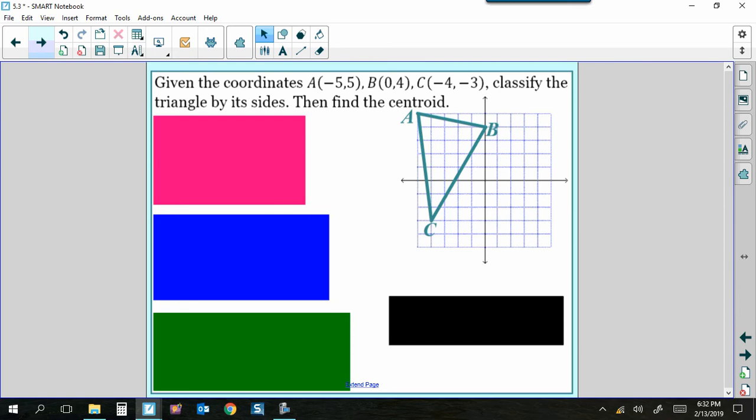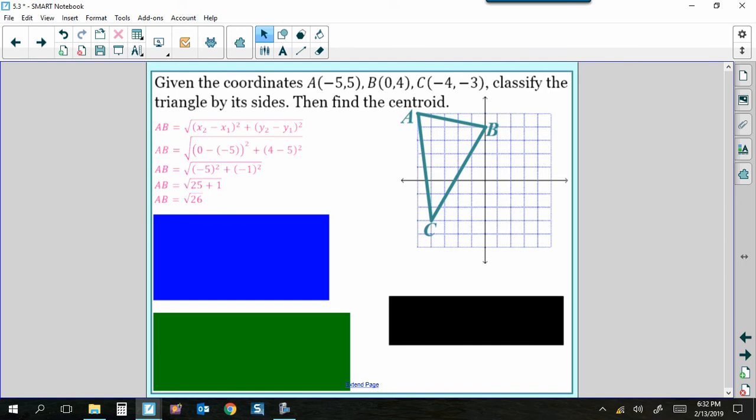All right, we're going to do the same thing for the second problem. I'm giving you points A, B, and C at negative 5, 5, 0, 4, and negative 4, 3. We're going to classify this triangle by the side lengths, and then you're also going to calculate the centroid. So I would love it if you would pause the video and see if you can do this one by yourself. Good luck. Okay, so the first side length I found is AB.